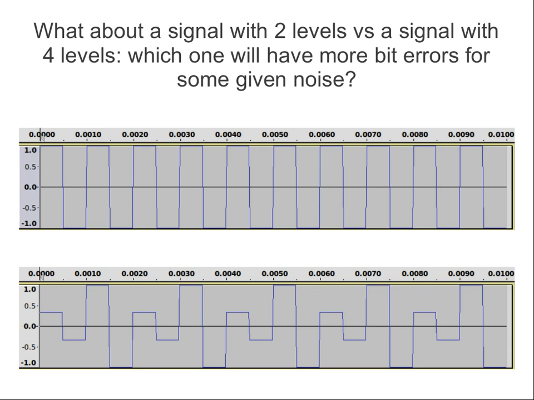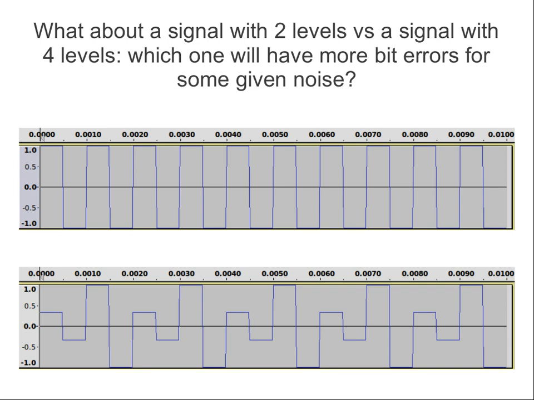Let's return to the hard part. What's the problem with this? Well, let's do one more example before we return to the hard part. Signal rate is the same. We have the same signal rate, 2,000 signal elements per second.